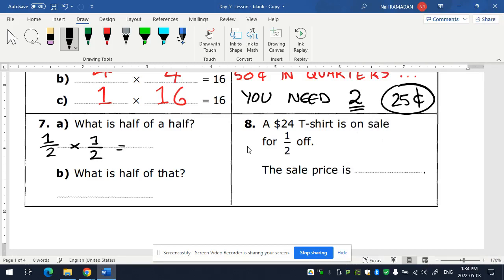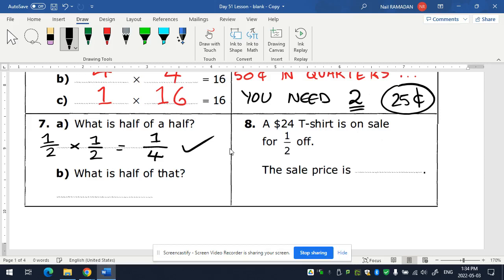Who remembers how to multiply fractions? Come on, we did that lately. You multiply the top by the top and bottom by the bottom. Do you need a common denominator? No, you don't. Only when you add or subtract. So what's 1 times 1? 1. And what's 2 times 2? There you go. So half of a half is a fourth. Yes. What is half of that?